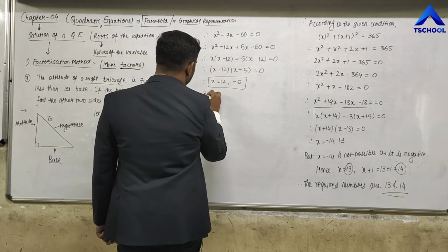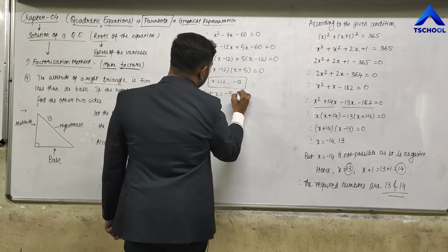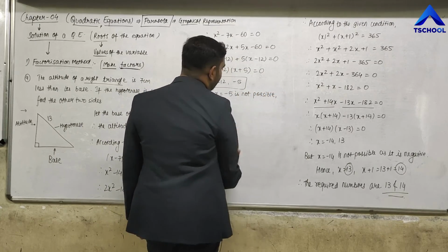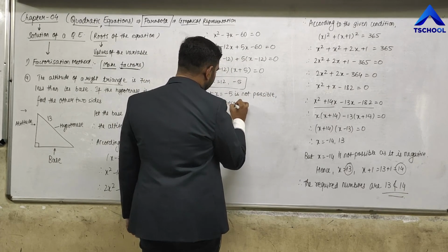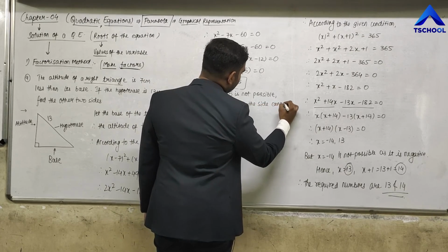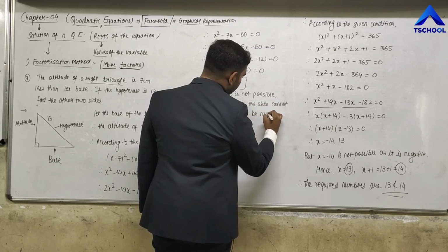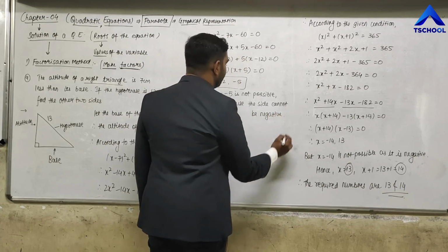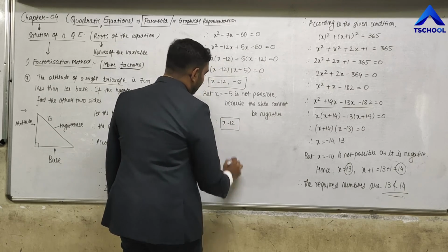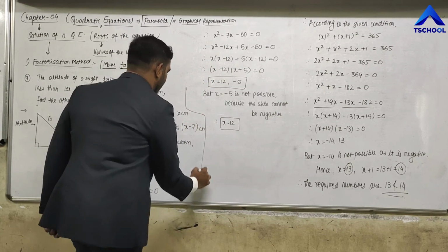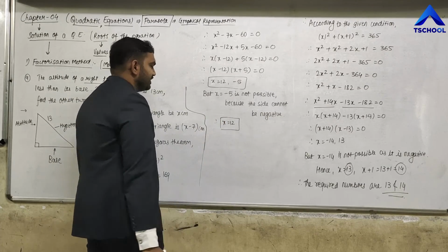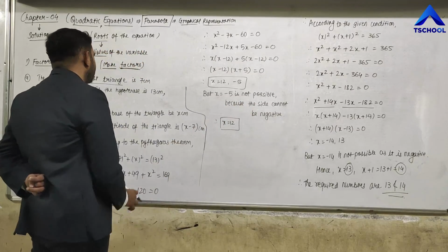But x equals to minus 5 is not possible. Why? Because the side cannot be negative. Therefore x is equal to 12, right? Therefore x is equal to 12. So we got x is equal to 12.